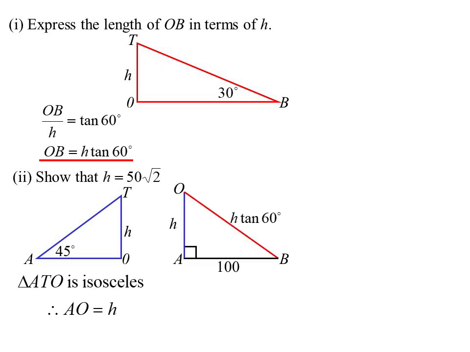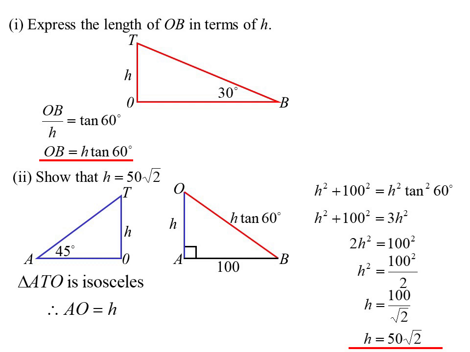Now I've got another triangle I can draw that has H in it, because now I know that OA is H. We just worked out OB was H tan 60 and AB we were told was 100. I should be able to use Pythagoras on this one. So H squared plus 100 squared equals H squared tan squared 60. Eventually, playing around with it... no, not there yet. Oh, still not there. There we go. H is 50 root 2.